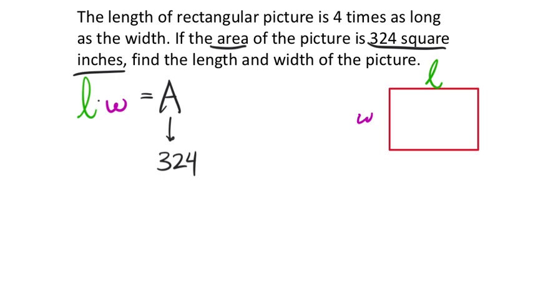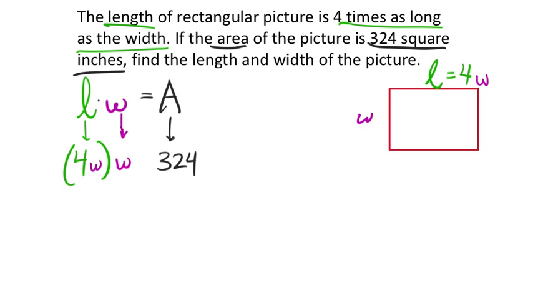because now we can see that the length, which we have as that green L, is 4 times as long as the width. So if I want my length, which I do, it has a relationship to the width, which is 4 times the width. Which means instead of length, I'm going to have 4 times a width. But again, this is representing just the length, which means the width right now is just going to come down as width. So this is pretty convenient.